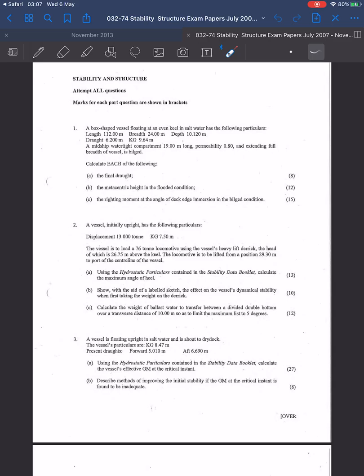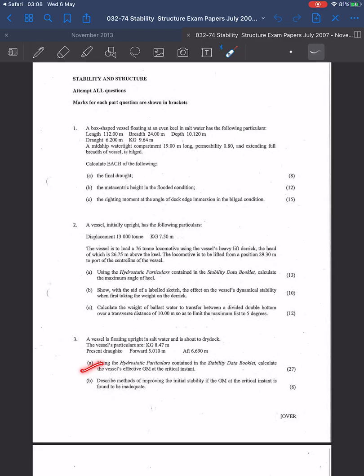Let's look at Chief Mate's SQA November 2013 question number 3 for stability. It says a vessel is floating upright in salt water and is about to dry dock. The vessel's particulars are KG 8.47 meters. Present draft forward is 5.010 meters and aft is 6.690 meters.